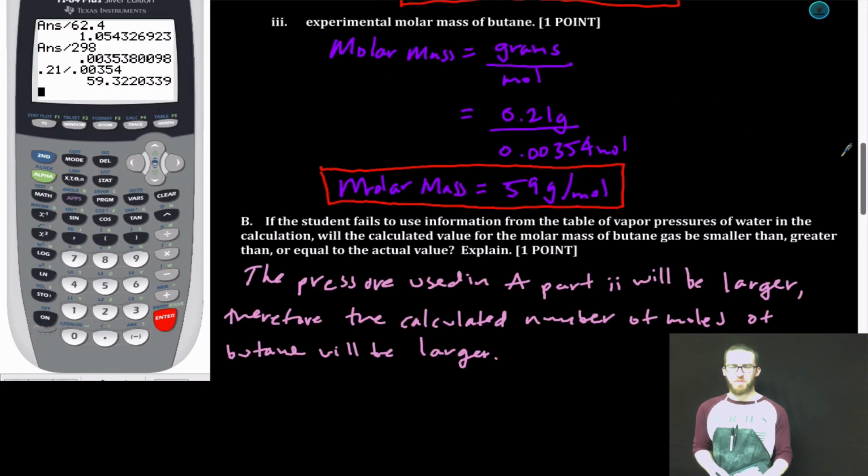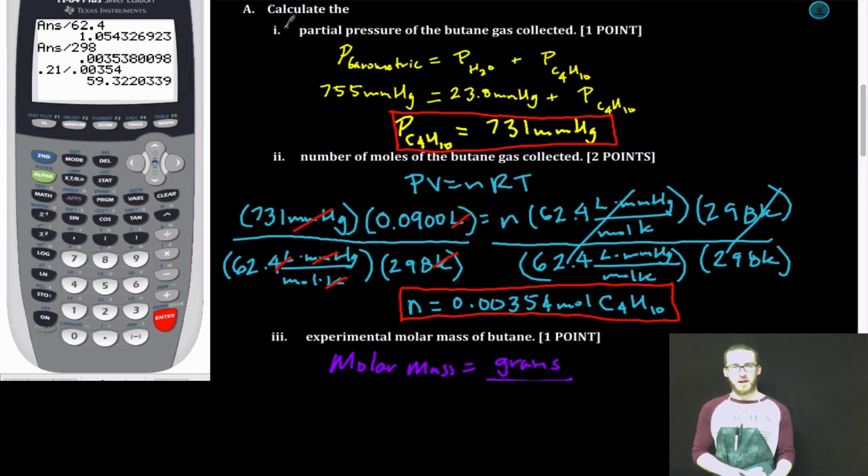All right, let's go back up to part A and think about that. Remember, in subpart I, we calculated the partial pressure of the butane by subtracting the partial pressure of the water from the total barometric pressure. And that's where we got this value of 731 millimeters mercury, which we used in subpart II to determine the number of moles. Well, if I failed to use the vapor pressure, this pressure value would be larger. I just used the total 755. In other words, my numerator value is going to be larger. This constant and the temperature are going to be the same, so I'm going to end up with a larger number of moles.